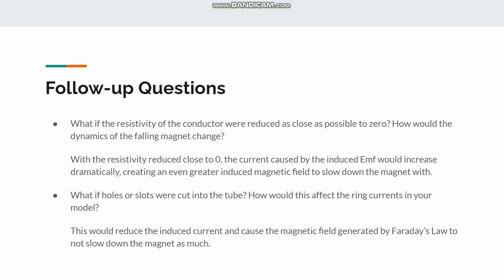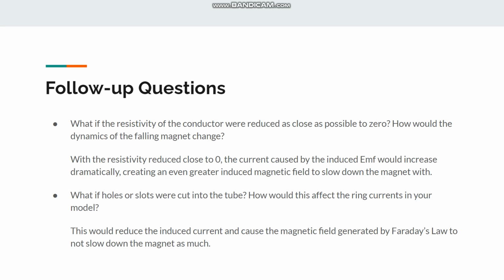Additionally, just a few follow-up questions. What if the resistivity of the conductor were reduced to as close as possible to 0? Well, since we know that the current is just going to be the EMF over the resistance, the smaller that gets, the greater that induced current is going to be. And when the current increases, the magnetic field that it produces to slow down the magnet is going to increase as well.